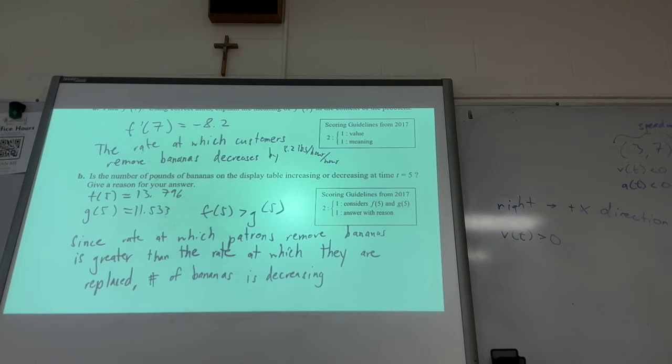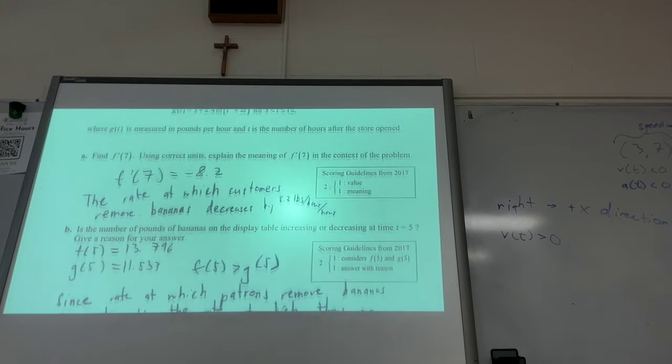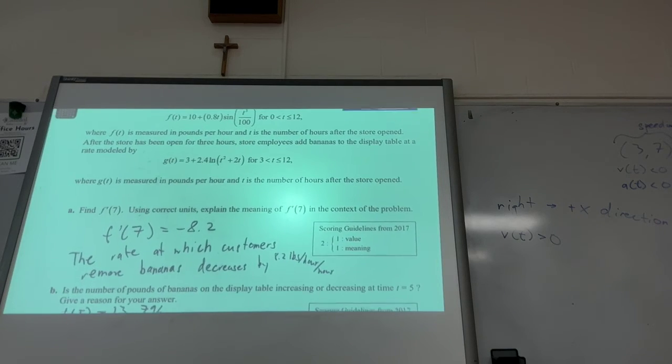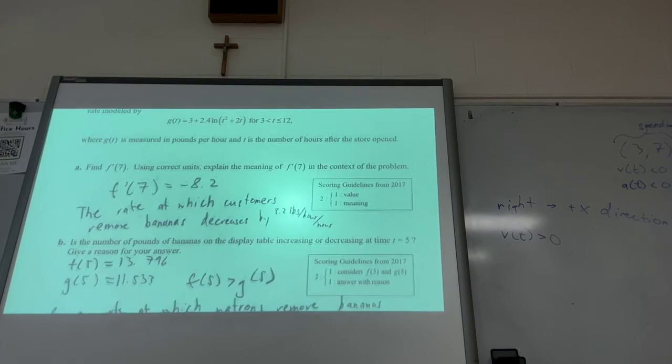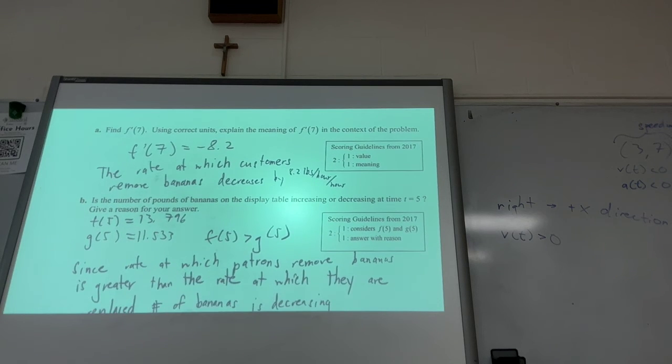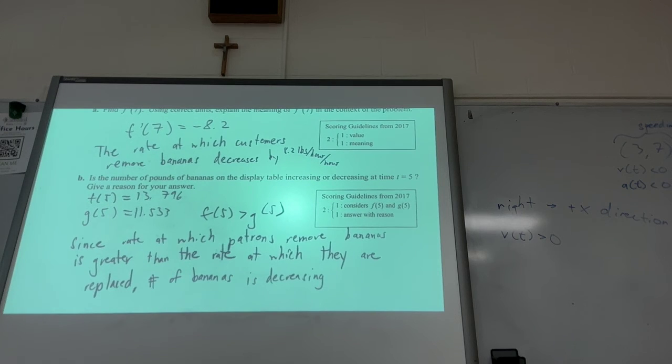Okay, are we having trouble understanding the reasoning here? So I think a big takeaway from this one is if they give you f of 5 and g of 5, f of t and g of t, just because there's no prime here doesn't mean that it's not a rate. So you gotta read the context of the problem. They say f is the rate at which bananas are removed. g is the rate at which they are added.